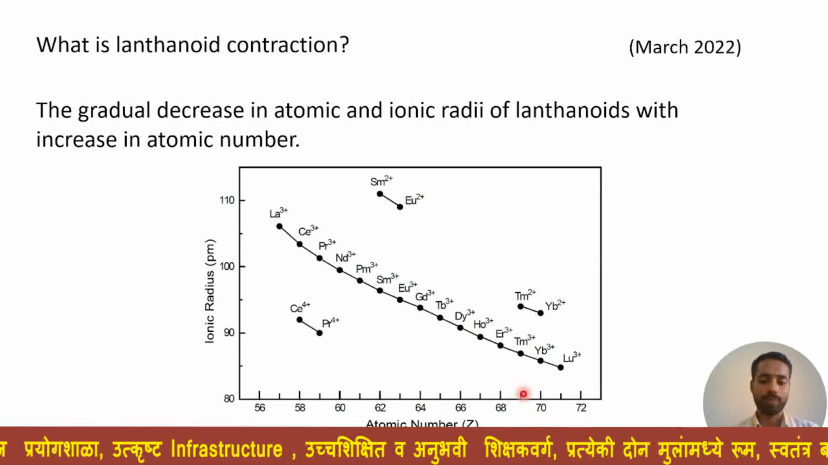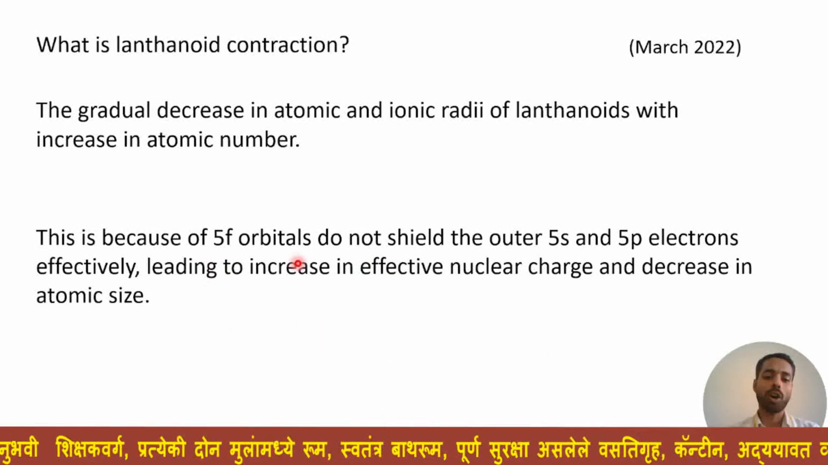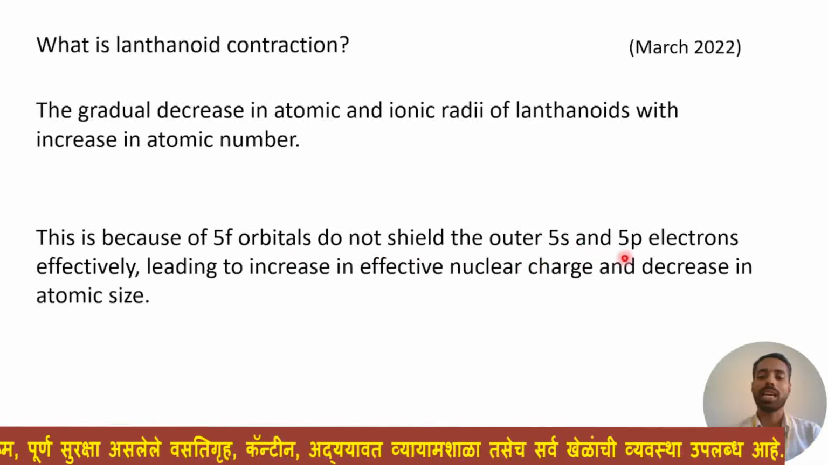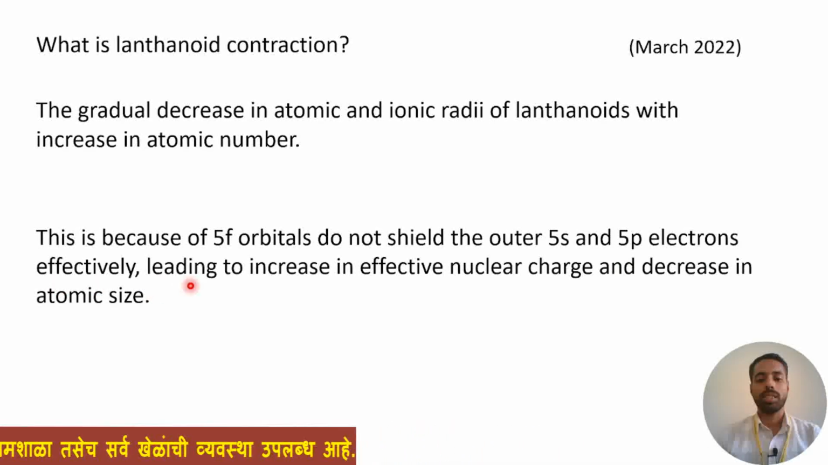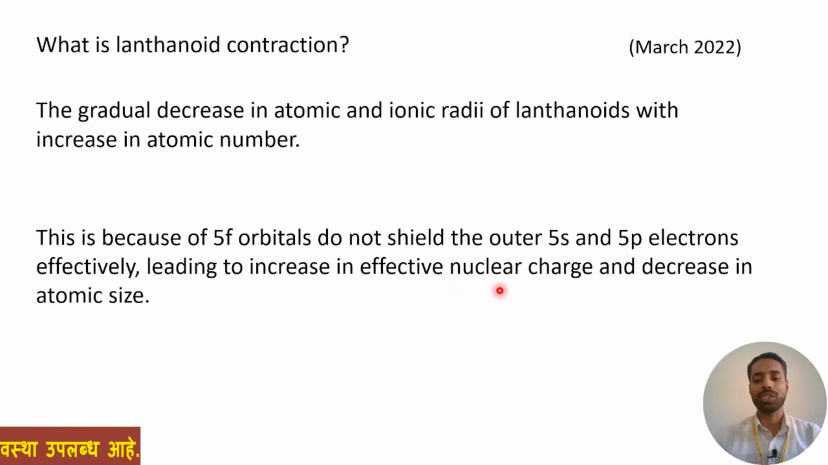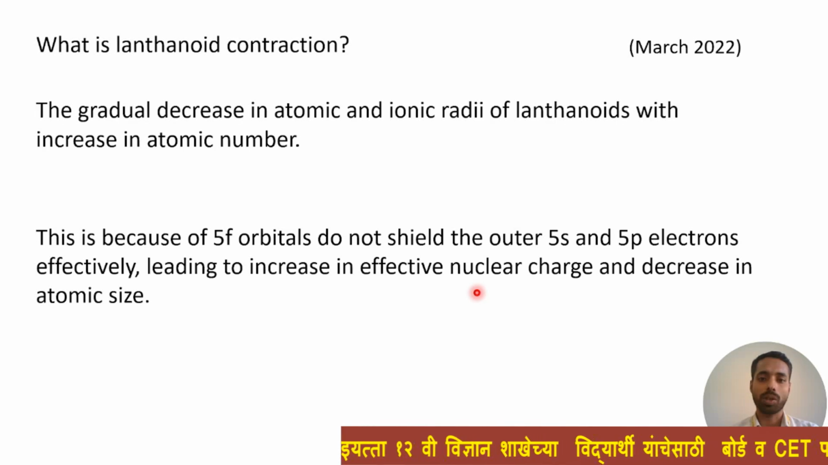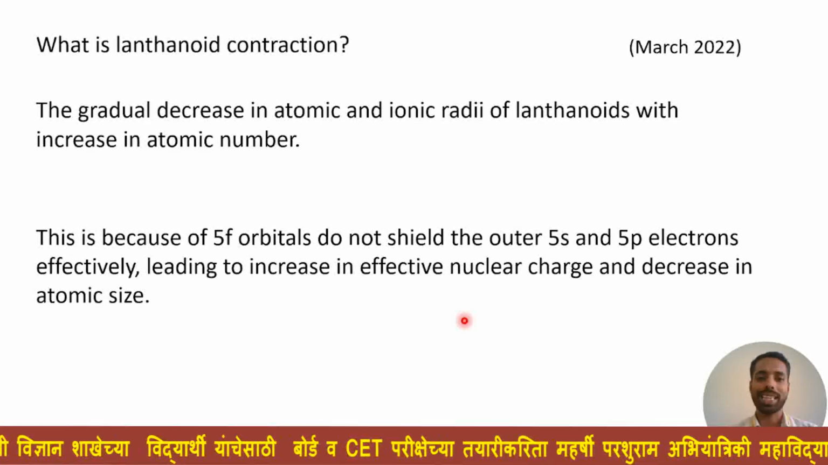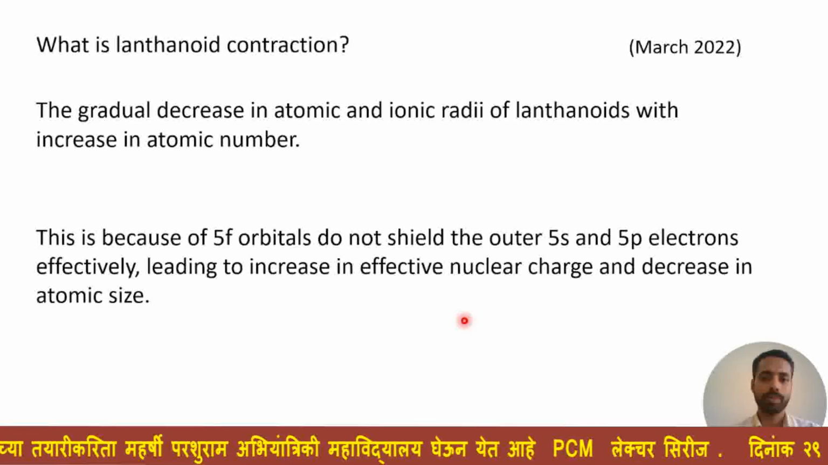Why is this so? This is because the 5f orbitals do not shield the outer 5s and 5p electrons effectively. Hence, an increase in the effective nuclear charge takes place. And as the nuclear charge increases, atomic size gets contracted. So this is why lanthanoid contraction is observed. Let's go for the next question.